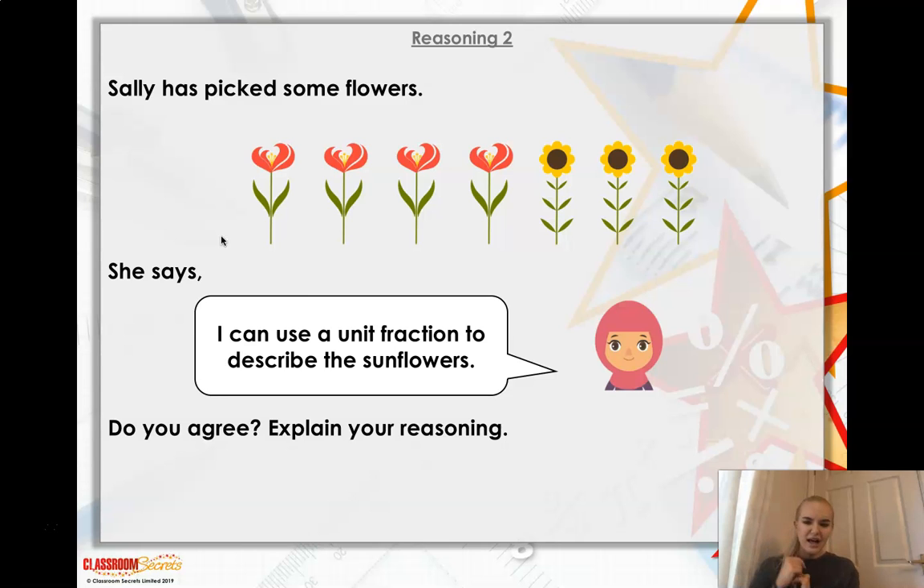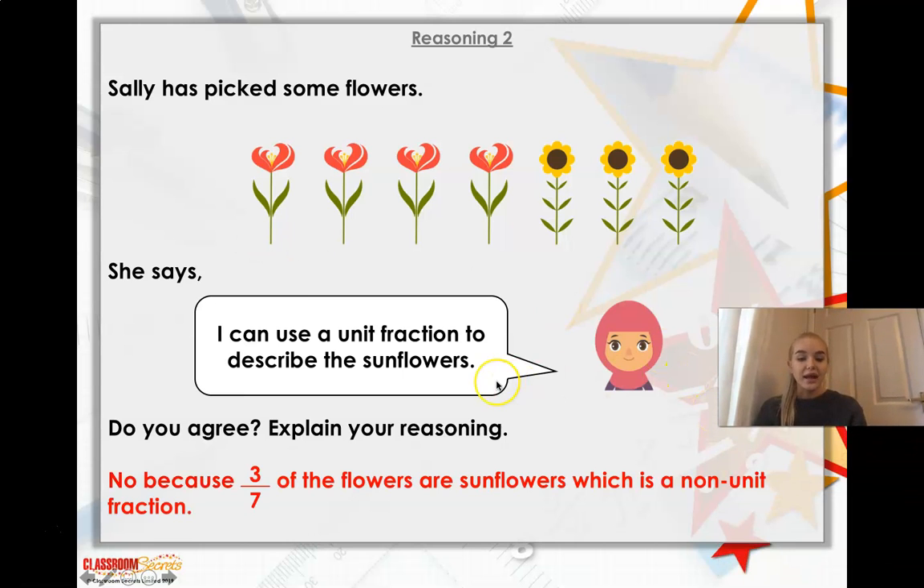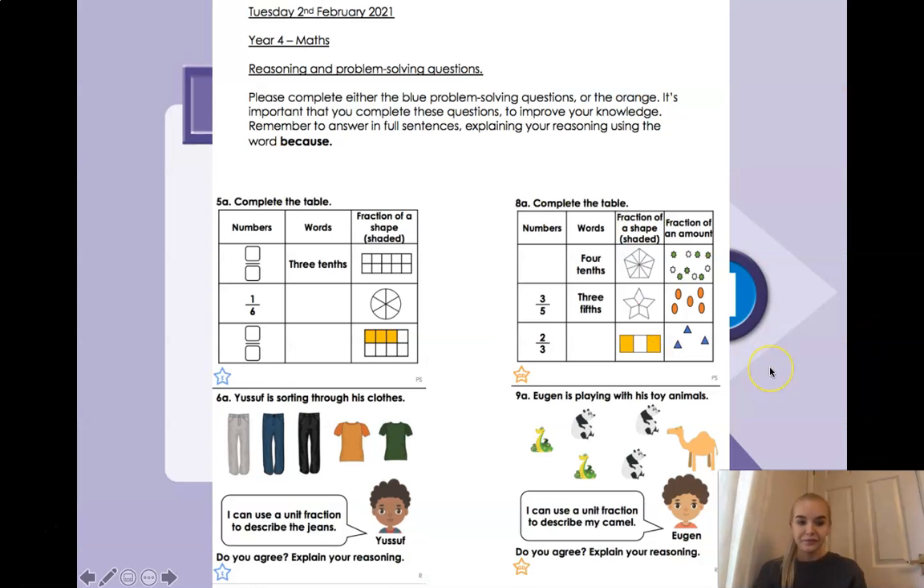Now, is that a unit fraction, 3/7? No, it's not, is it? What type of fraction is it? It's a non-unit fraction because the numerator is greater than 1. So, do you agree with what Sally has said? No, I don't agree either. So we don't agree, but we need to say why. And what we can say is that 3/7 of the flowers, so 3 out of 7 of the flowers are sunflowers, which is a non-unit fraction, and that's all you have to say.